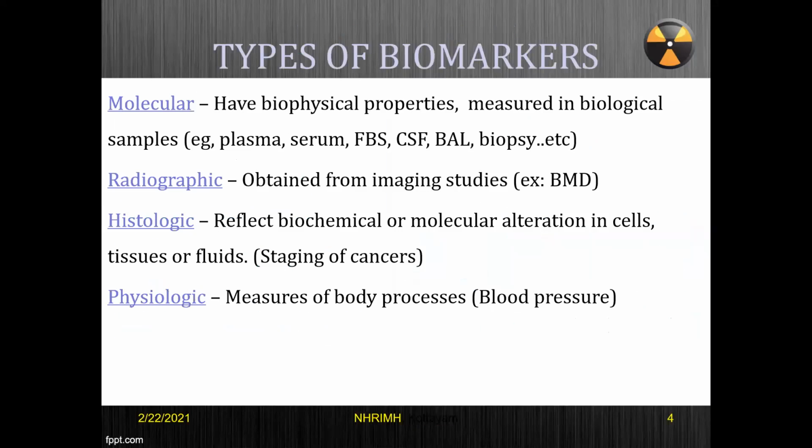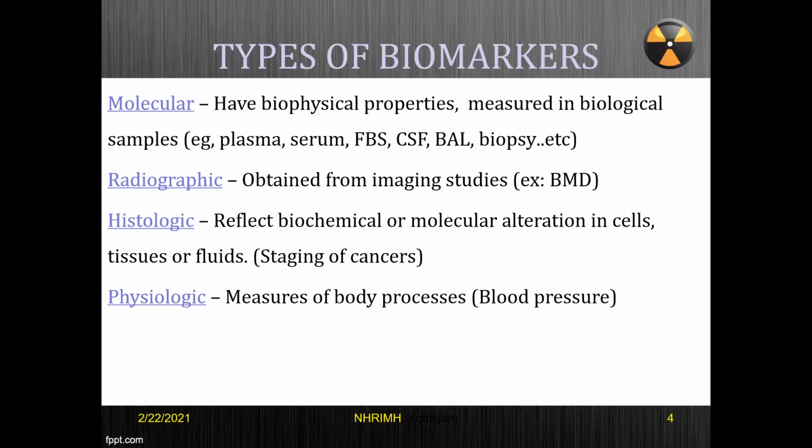Okay, types of biomarkers. We have many types. We can call them molecular biomarkers, radiographic biomarkers, histologic biomarkers, physiologic biomarkers. I can go directly to cardiology biomarkers, but I still want to give a small introduction. Molecular biomarkers may be your plasma glucose, serum glucose, fasting blood sugar, like that. Radiographic biomarkers are obtained from imaging studies, like bone mineral density.